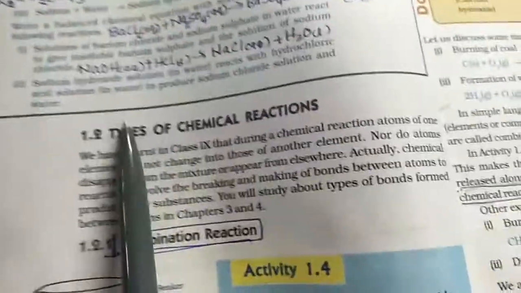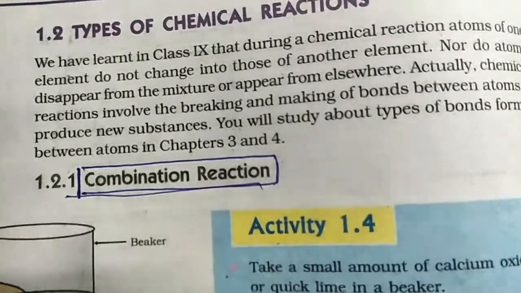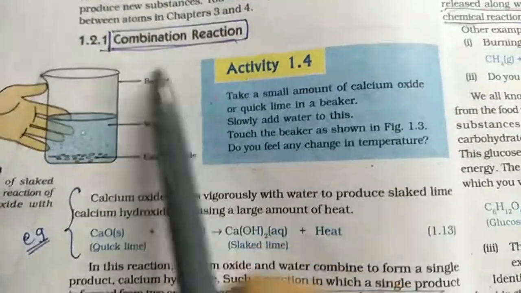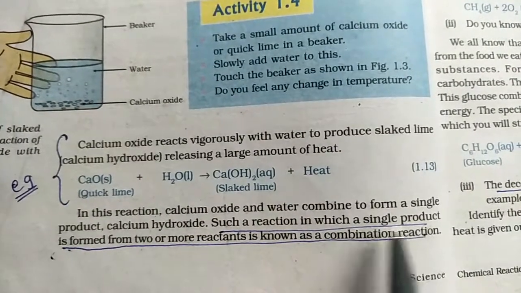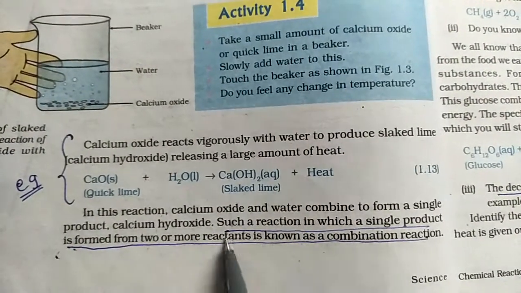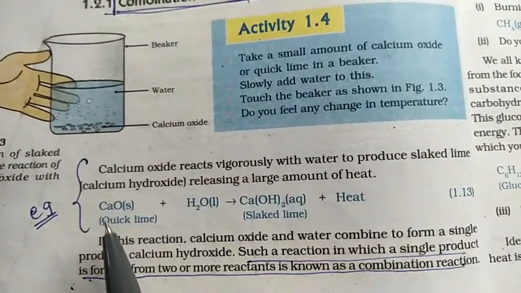Students, we'll start with the types of chemical reactions today. The first reaction is a combination reaction. The word combination reaction tells us that in such a reaction a single product is formed from two or more reactants. So, if you see, there is an example given in your textbook.